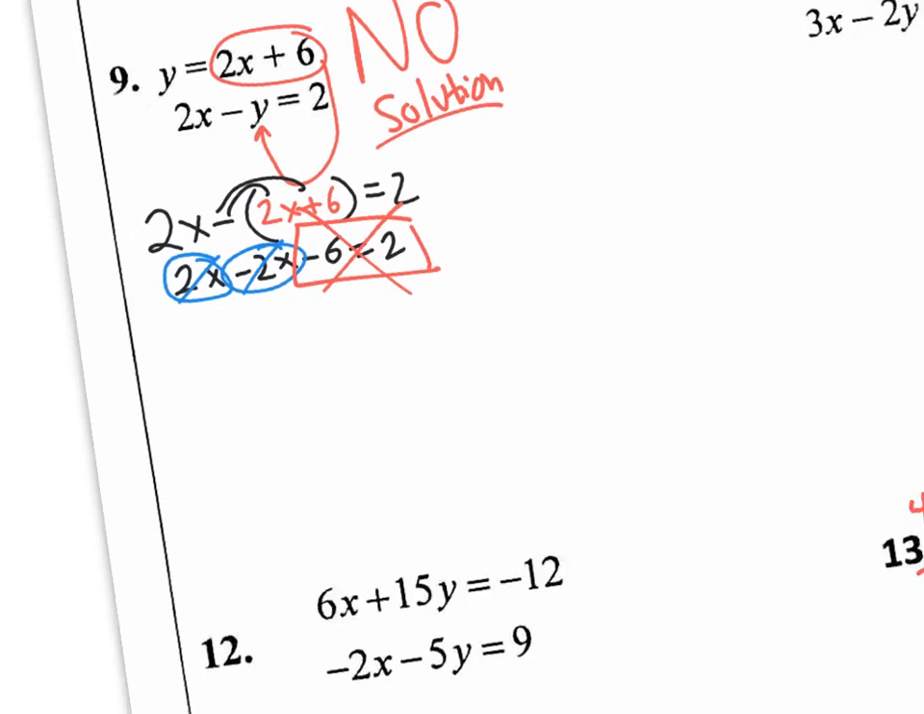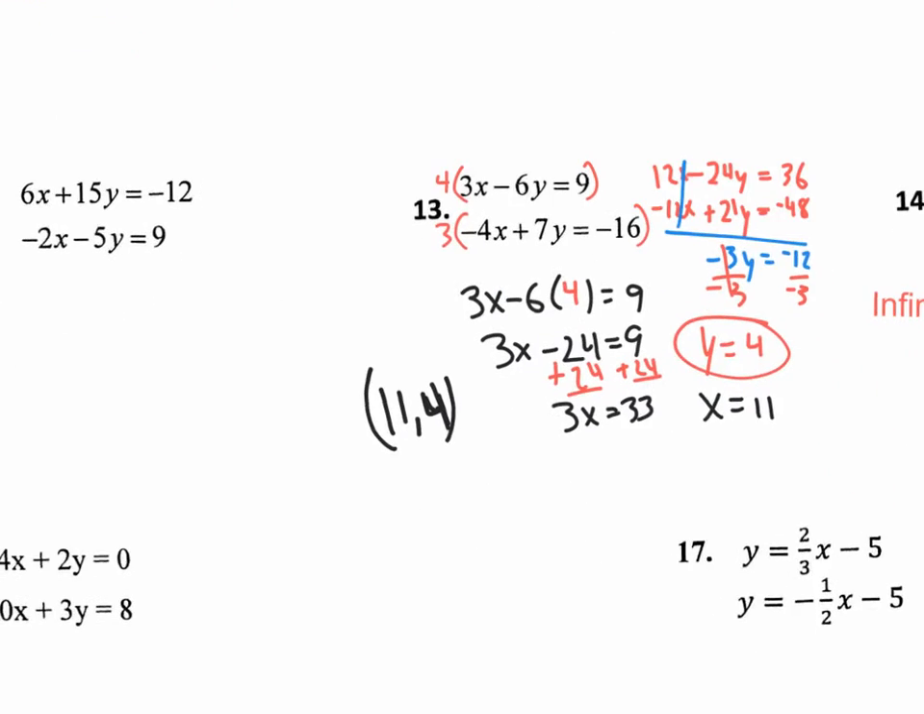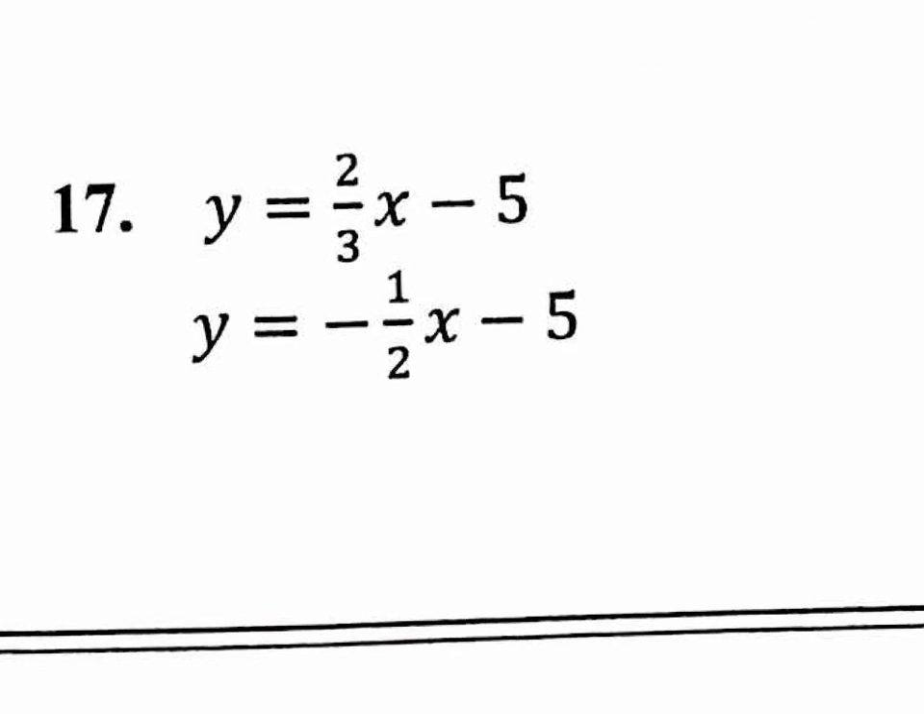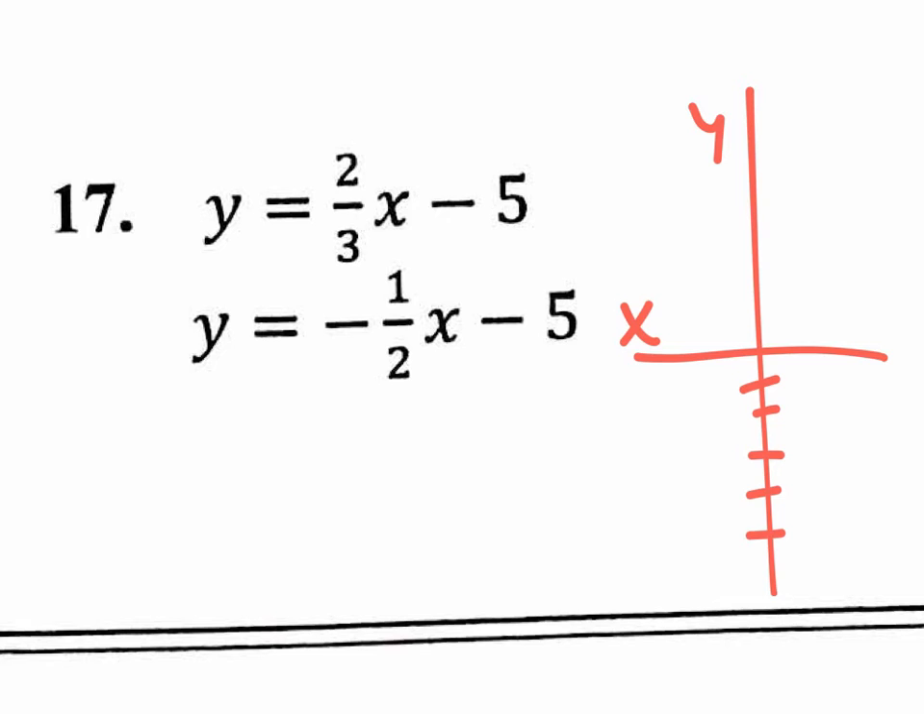How about this guy? Number 17. Would you use substitution or linear combinations? Neither. Graphing is the best. They both have the same b value. So if you take a moment to think about that, on a graph, on the x-axis, y-axis, the b values of negative 5, they both cross right there at negative 5.